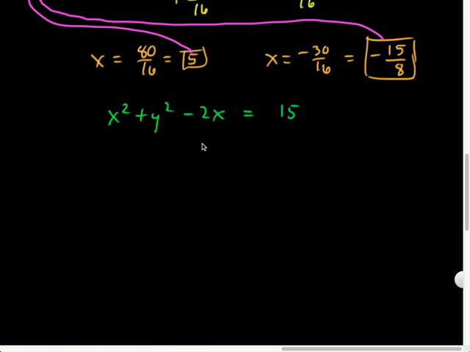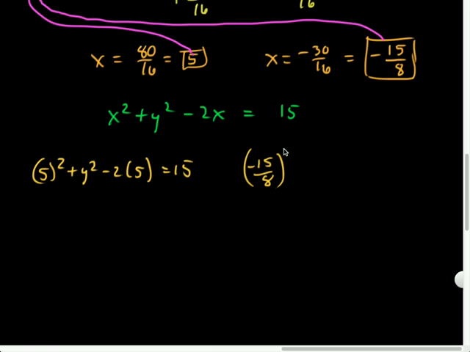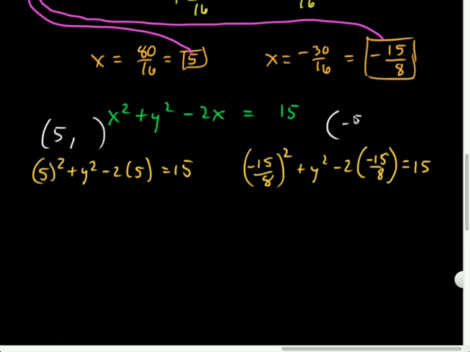So I've got 2 situations, one in which I'm plugging in 5. So 5 squared plus y squared minus 2 times 5 equals 15. And the other in which I'm plugging in negative 15 eighths. So negative 15 eighths plugged in for x plus y squared minus 2 times negative 15 eighths equals 15. I'm going to work with both of these. This is the one in which I've got 5 comma something as my solution. This one is the one in which I have negative 15 eighths comma something as my solution. Okay, let me keep going here.